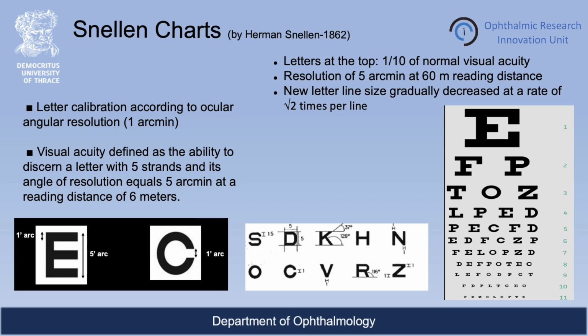Snellen charts consist of letters that, at the top of the chart, require 1 out of 10 of normal visual acuity and can be read with a resolution angle of 5 arcminutes, from a reading distance of 6 meters. The letter size gradually decreases, with each new letter line being a square root 2 times smaller than the previous one.